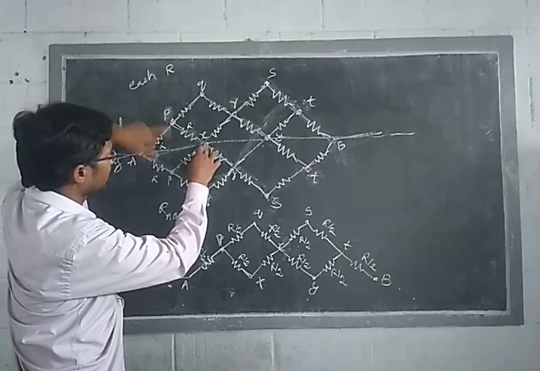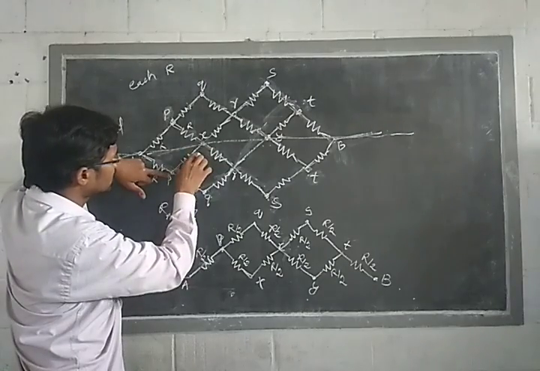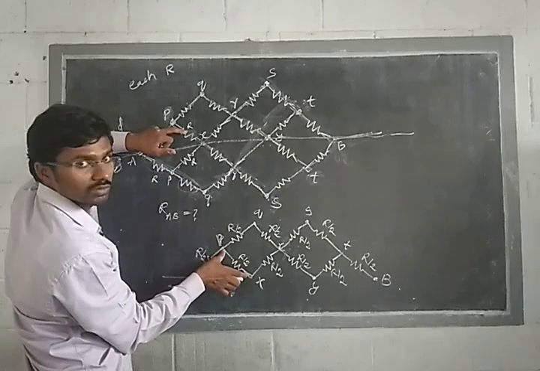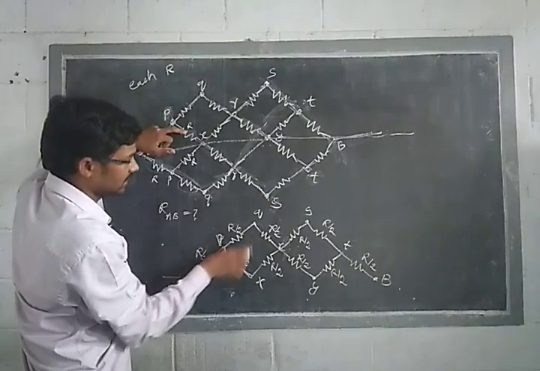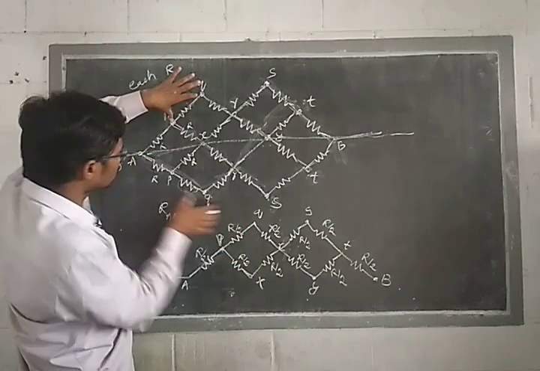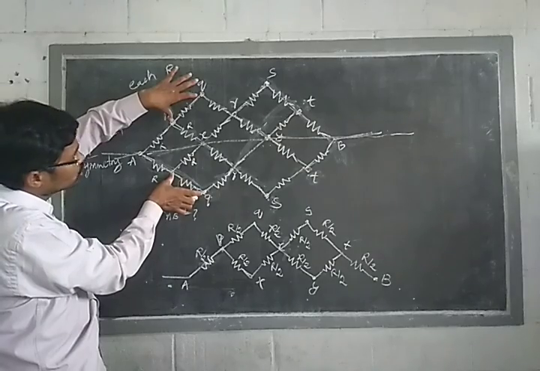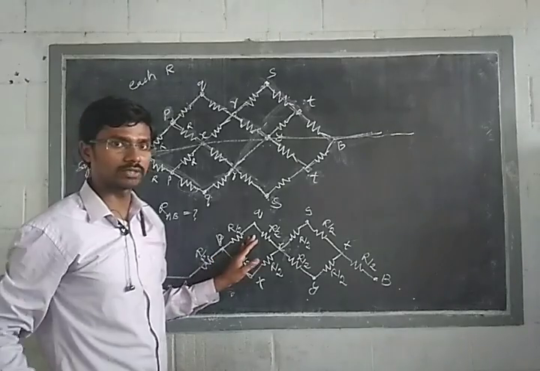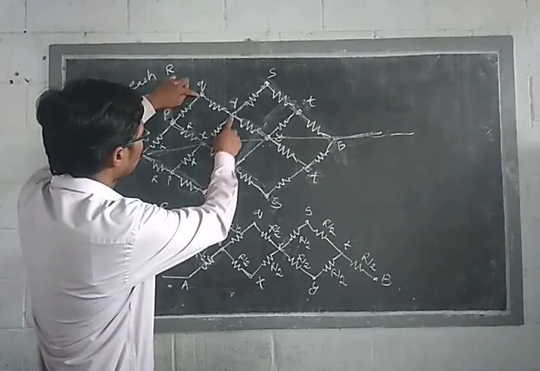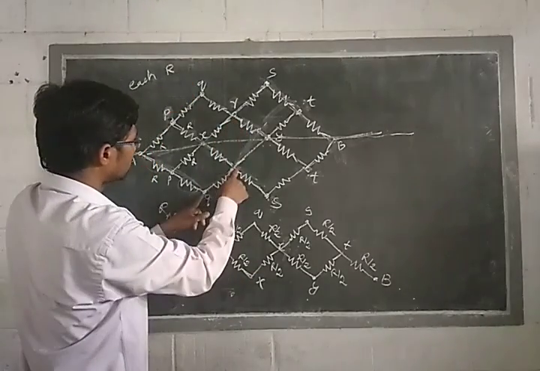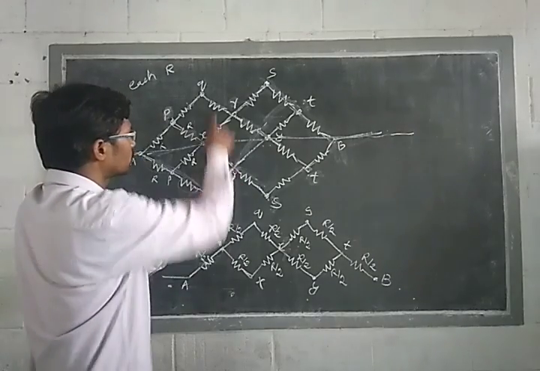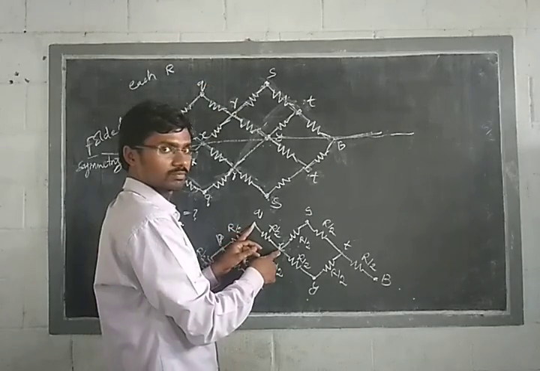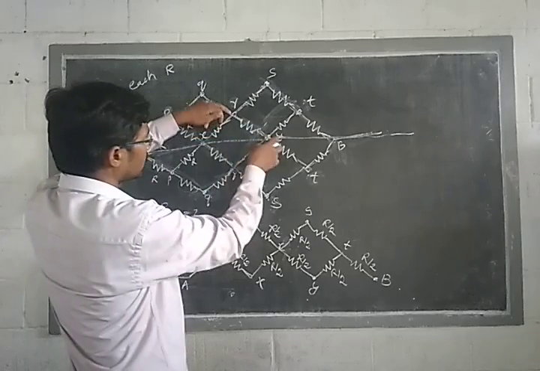Similarly, P and X, here also these two resistors have the same potential difference, then these two are in which combination? Parallel combination. Now these two resistances give R by 2. Next, P and Q. Here also these two have the same potential difference, so they are in parallel combination. So P and Q, R by 2. Similarly, Q and R, both have the same potential difference, then these resistances are in parallel combination.